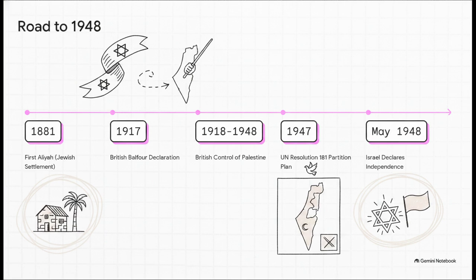And the UN's fix? Resolution 181. The idea was to just divide the land into separate Jewish and Arab states. But while the Jewish community accepted this two-state solution, Arab nations completely rejected it.